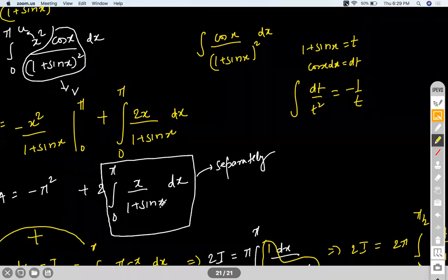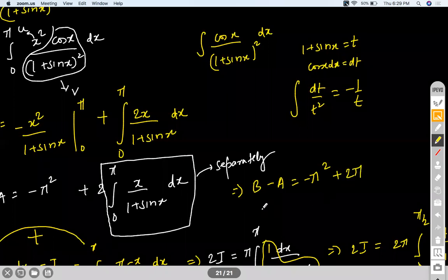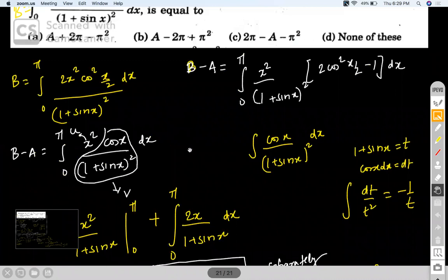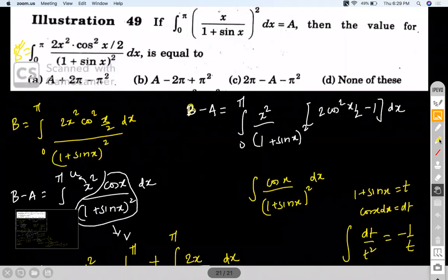So I can replace this entire thing, so B minus A is nothing but minus pi square plus 2 pi. That means B will be A plus 2 pi minus pi square. Does any option say that? A plus 2 pi minus pi square? Option A says that.